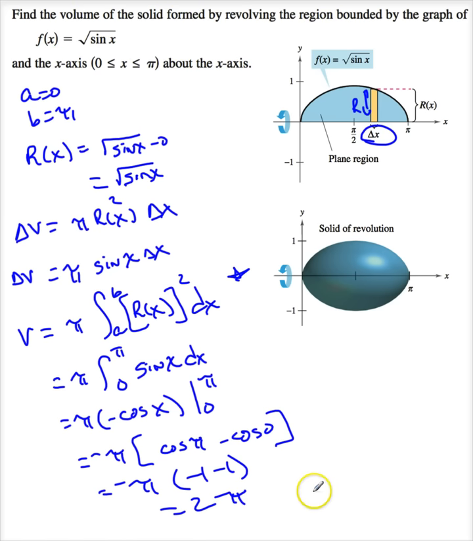Please note, your volumes are always positive, and sometimes they're not very pretty. Sometimes they're going to have pi's and weird numbers in them, but that's okay.